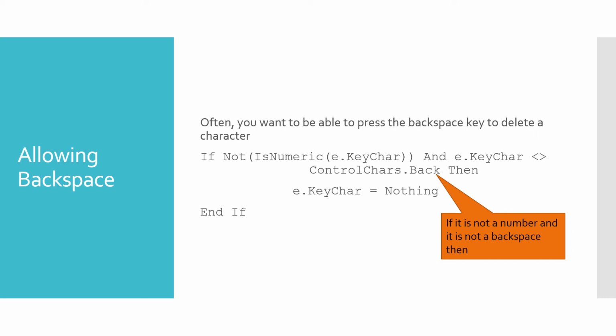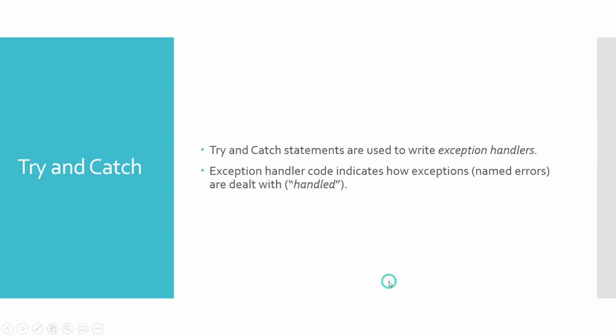Now, sometimes if you say disregard any characters other than letters, your user is going to have to be a very good typist, because if they make an error, they will not be able to press the backspace key, because when you press backspace, it generates an ASCII code. So what we need to do in that case is code it something like this and say, if we get a key back and it is not equal to Control-Char.Back, in other words the backspace key, then we replace it with nothing. And this will stop them pressing any button other than the backspace button.